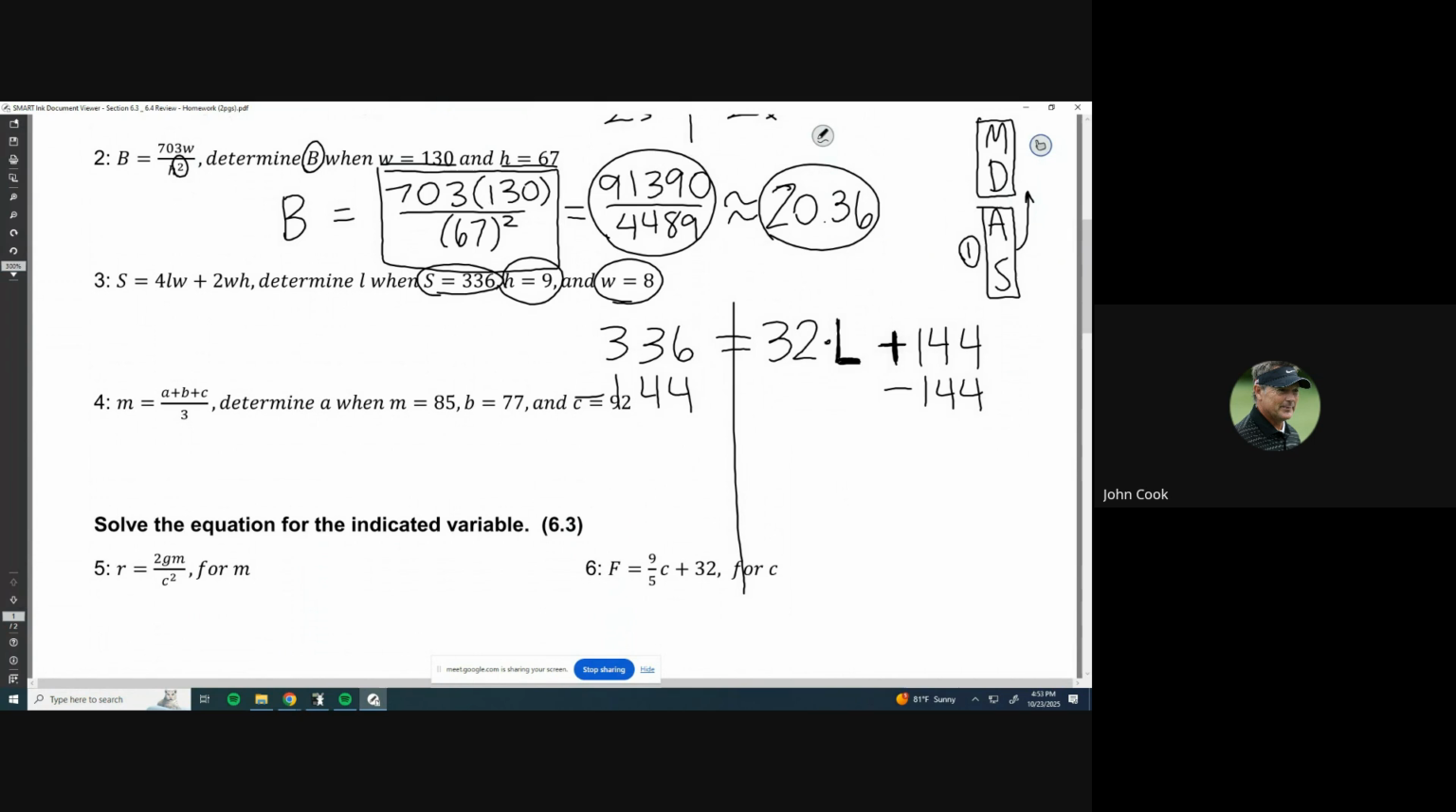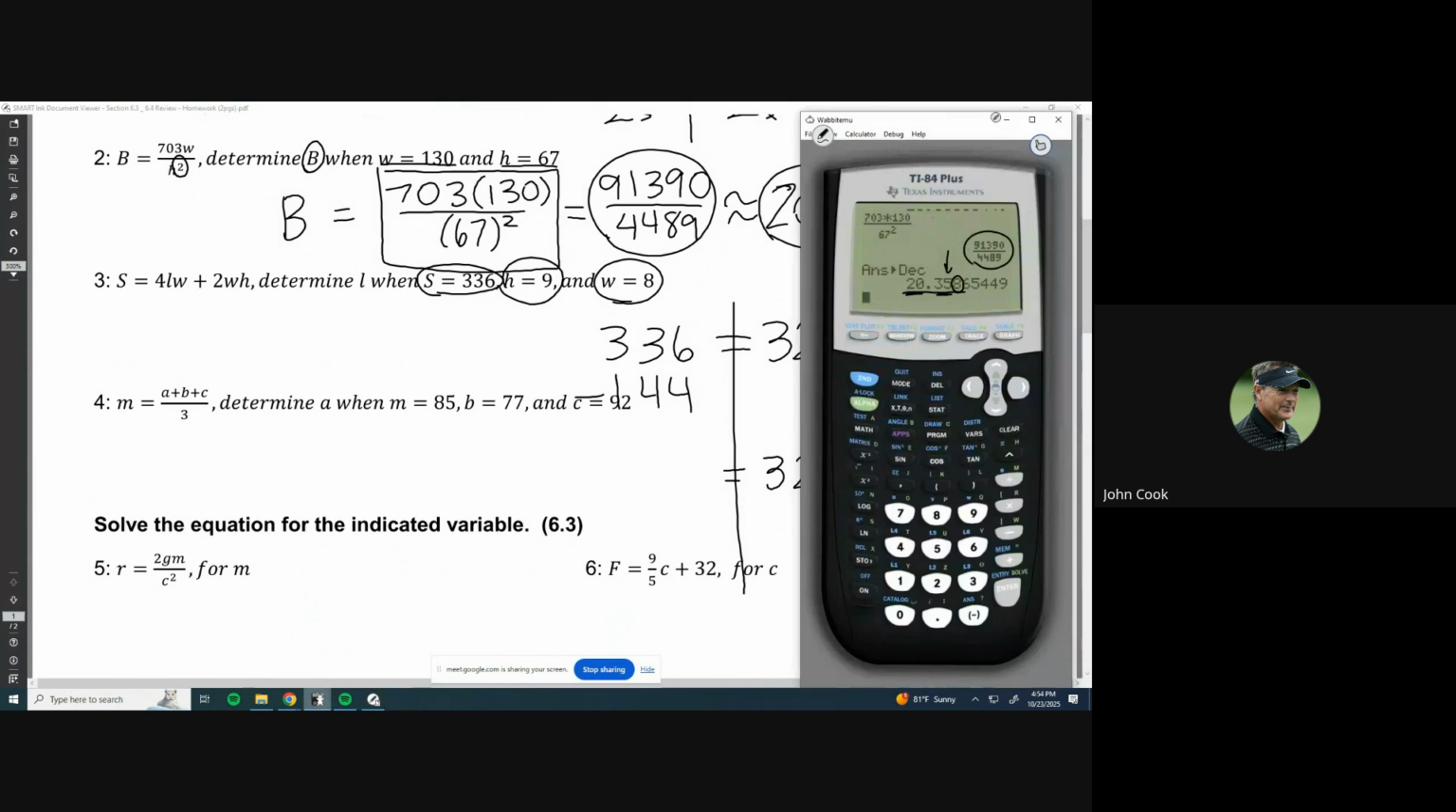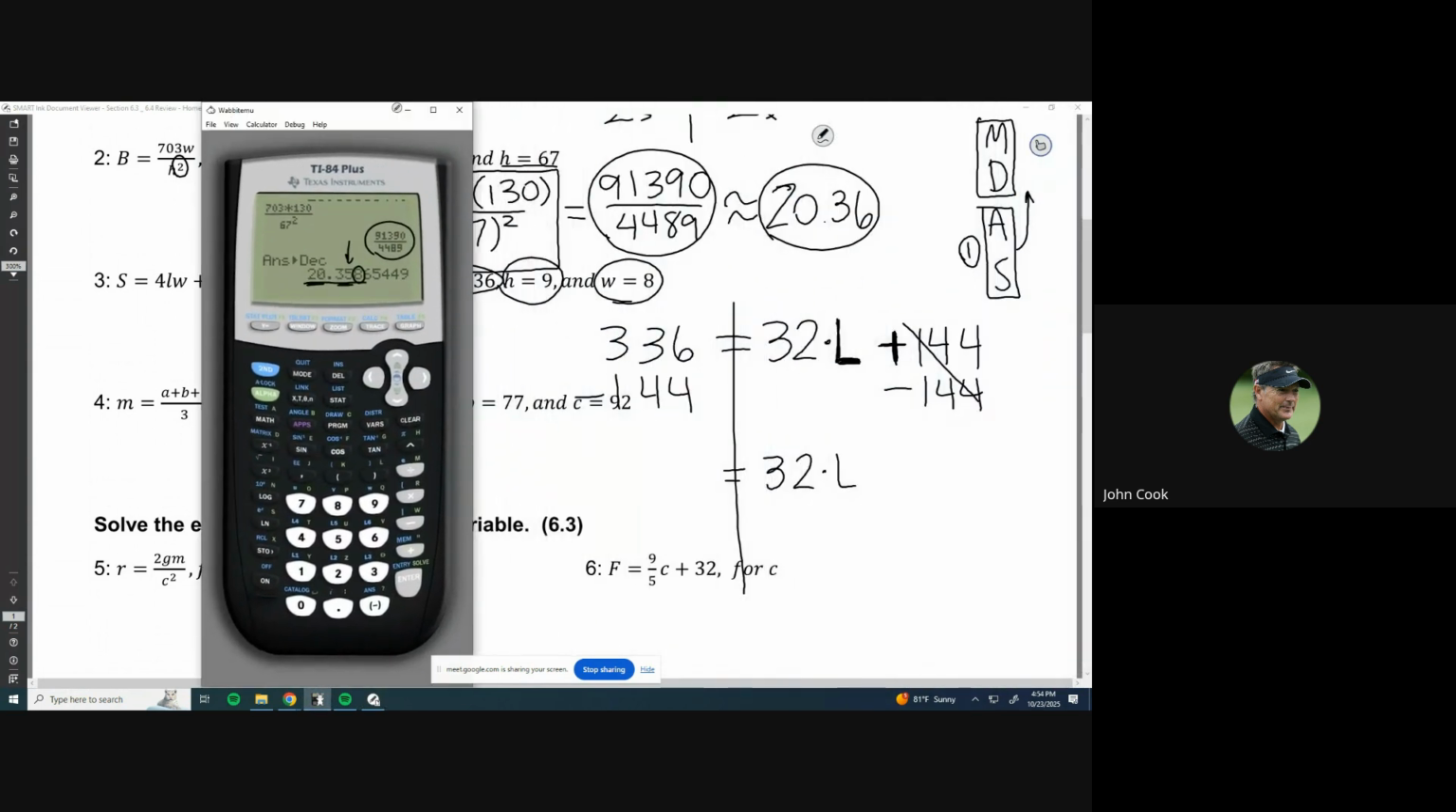Okay, so if I do that, then this part cancels out, and I just have 32 times L, and then that's equal to, I can't do that number in my head. Let's use our calculator. 336 minus 144. There we go. 336 minus 144 equals 192. So 192 is equal to 32 times L.